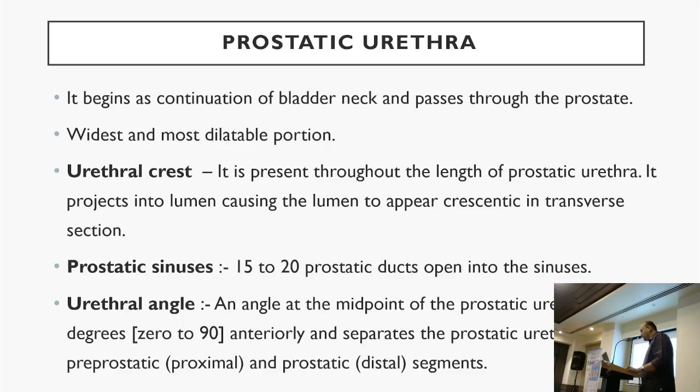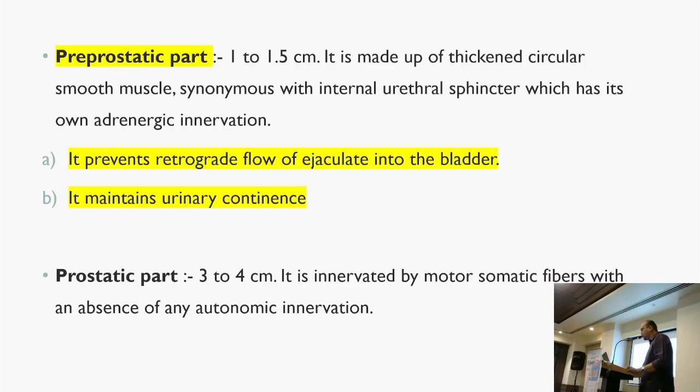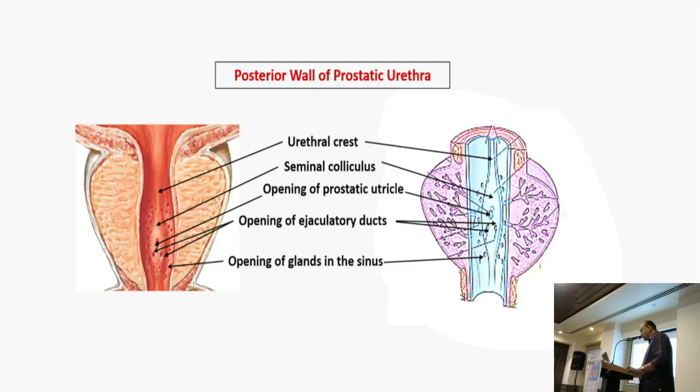Then urethral angle. The angle at the midpoint of prostatic urethra turns 35 degrees. It ranges from 0 to 90 degrees anteriorly and separates the prostatic urethra into pre-prostatic and prostatic part. The pre-prostatic part is made up of thickened circular smooth muscle, which is synonymous with internal urethral sphincter, and it prevents the retrograde flow of ejaculate into bladder, and it maintains urinary continence. Prostatic part is 3 to 4 centimeter, and it is innervated by motor somatic fibers with an absence of any autonomic innervation. So this is a schematic diagram showing posterior wall of prostatic urethra.